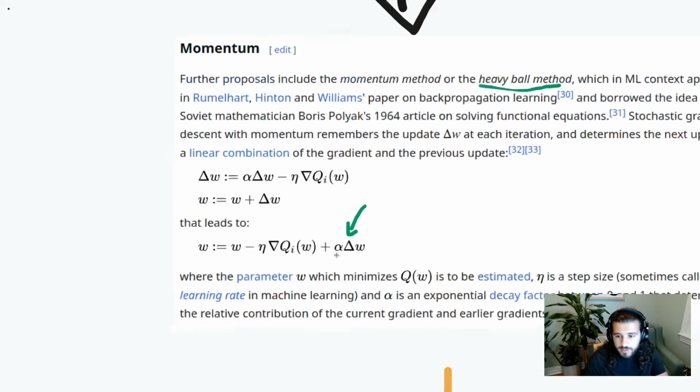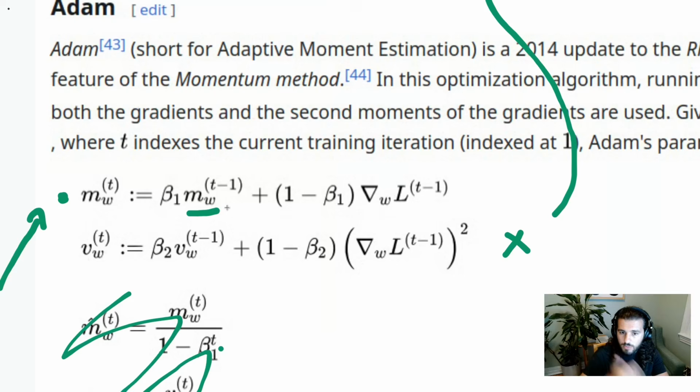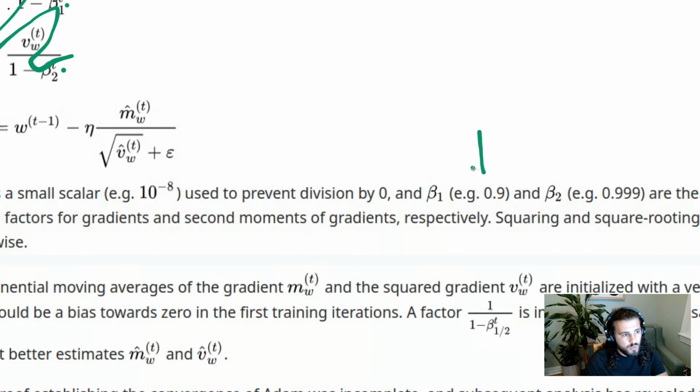So this part is effectively what is over here. This was the previous, what we call moment, right? From the previous time. And then this beta 1 is how much you should weight the previous time. And it's usually 0.9, so you weight it heavily.